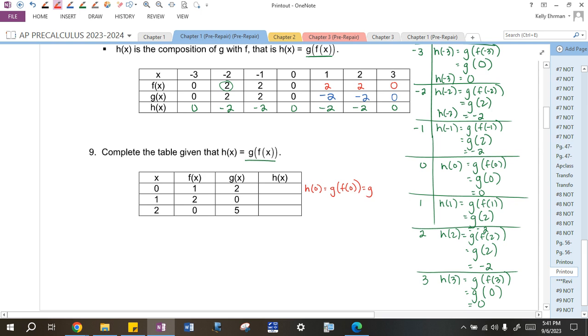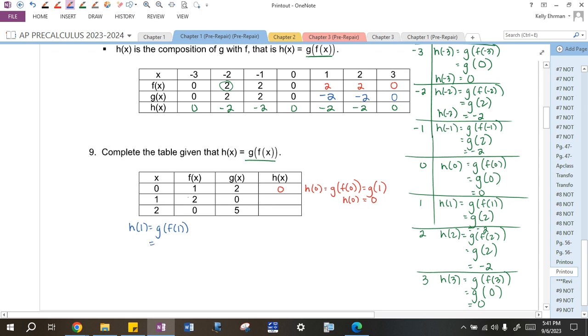When x is 0, f is 1. So really this is just g of 1. When x is 1, g is 0. Therefore, h of 0 is 0. Okay, do it for the next one. Just going to bring this work over here. h of 1 equals g of f of 1.